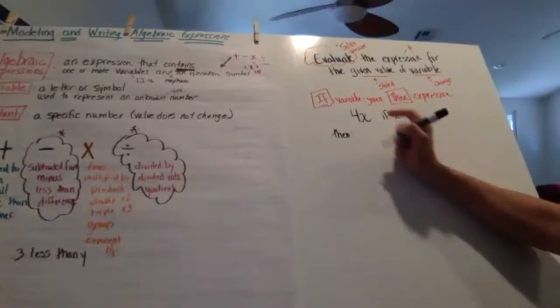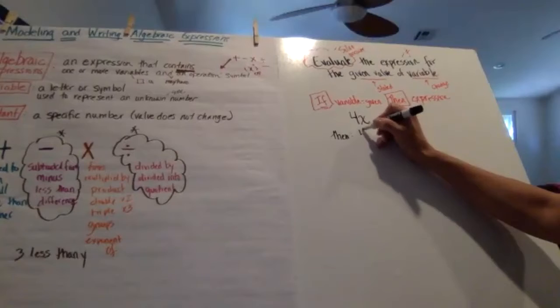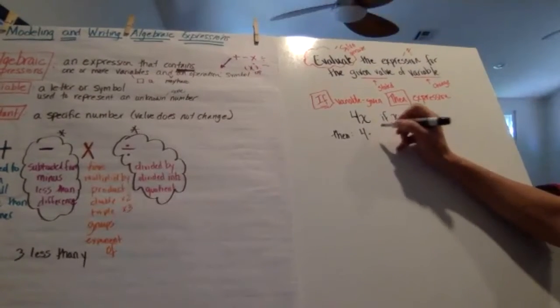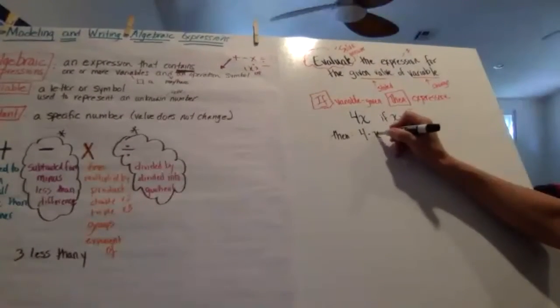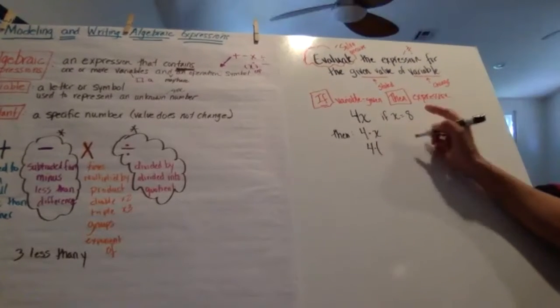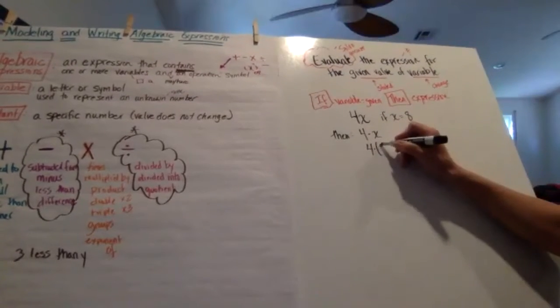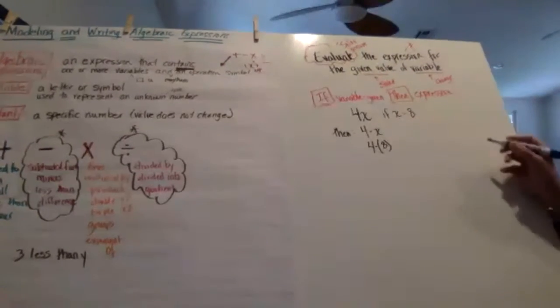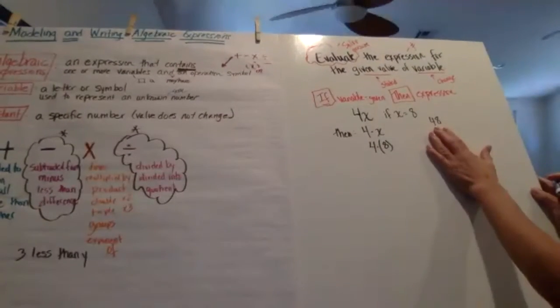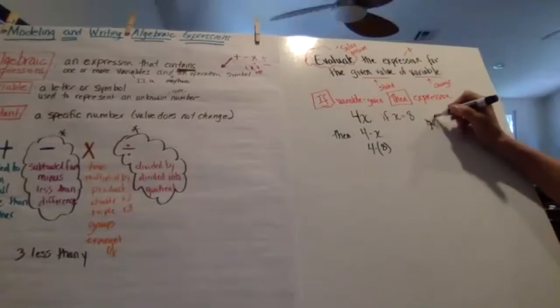what I want to do is substitute. I want to take the 4. And remember, this 4x really means 4 times x, which I like to put the parentheses in there. It really means 4 times, what's x this time? 8. I really wouldn't squish 4 and 8 together, because if I squish 4 and 8 together, it looks like 48. It does not mean 4 times 8.